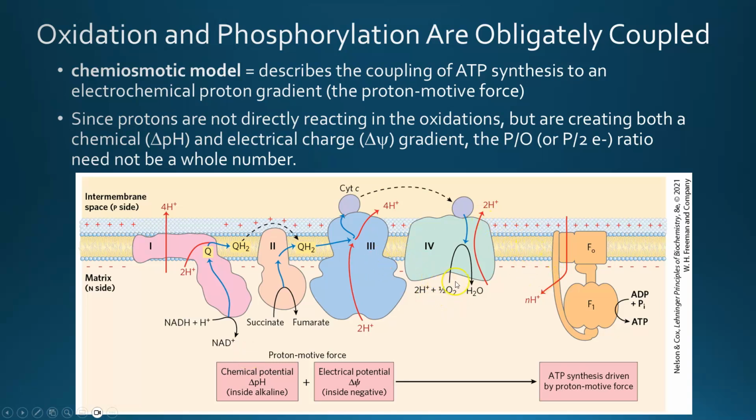The number of oxygens that are used up from one NADH, according to this diagram, is half of an oxygen. That means it would take 2 NADHs donating 4 electrons in order to use up a full oxygen, 4 protons, and make water. That's the stoichiometry.